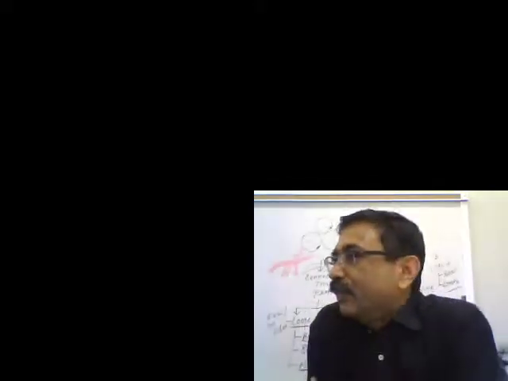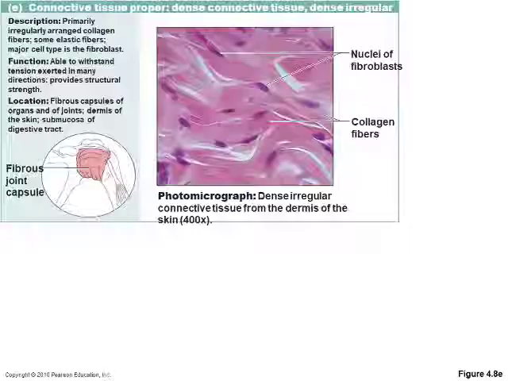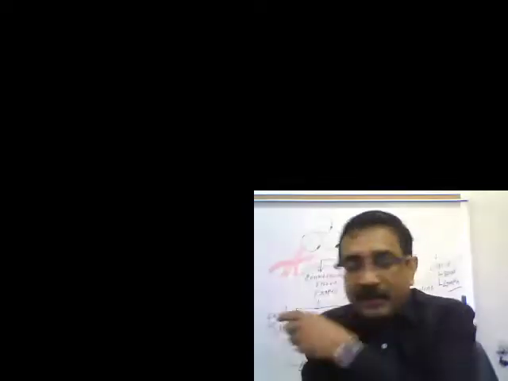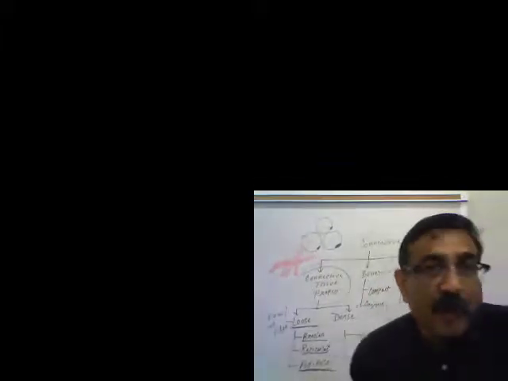Number two, joint capsules. Around the joint, you have the membrane that is called the capsule of the joint. So joint capsules are formed by dense irregular. Okay. So just remember those two, dermis and capsules of the joint. So that's the proper. We are done with proper.